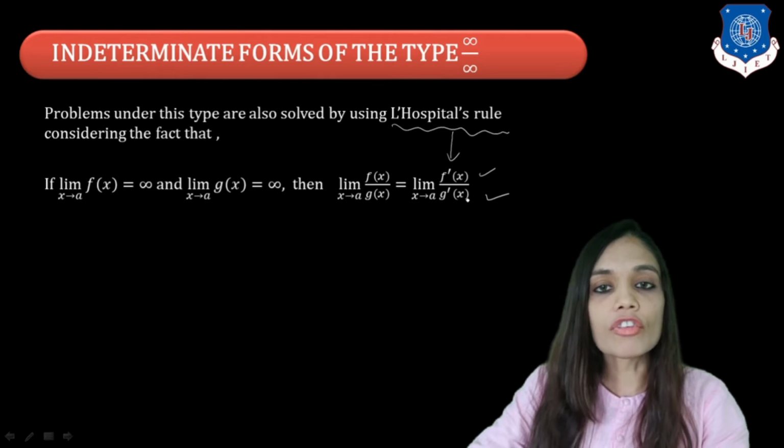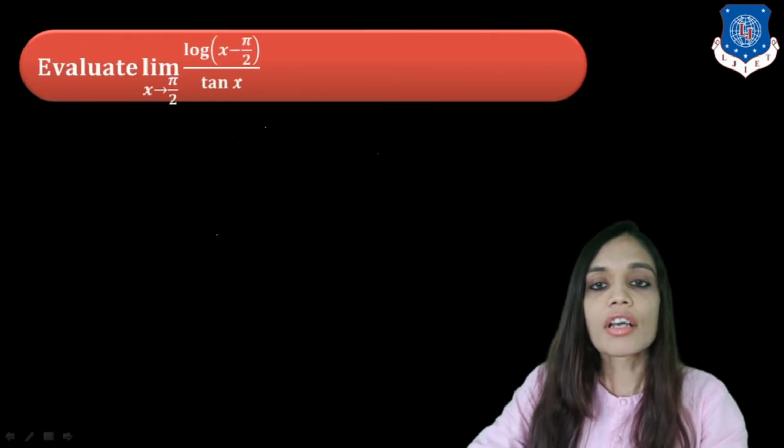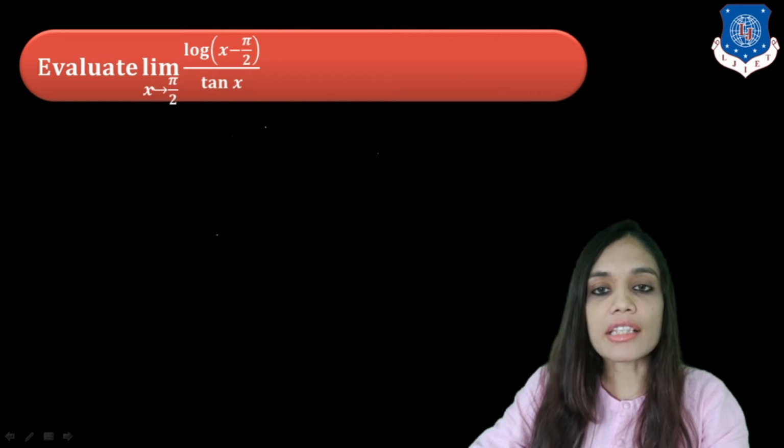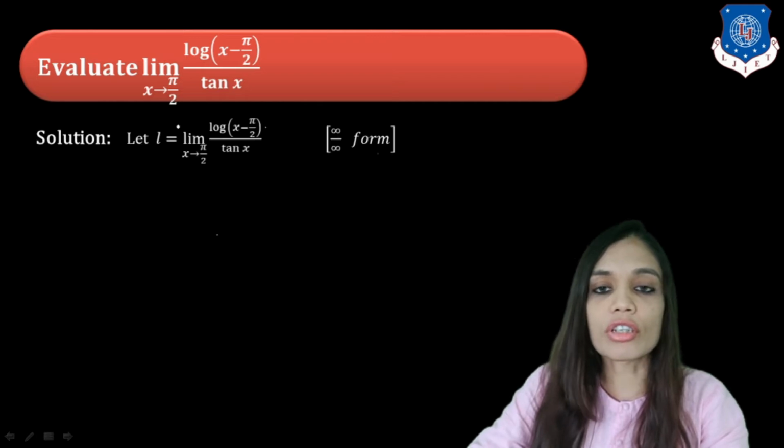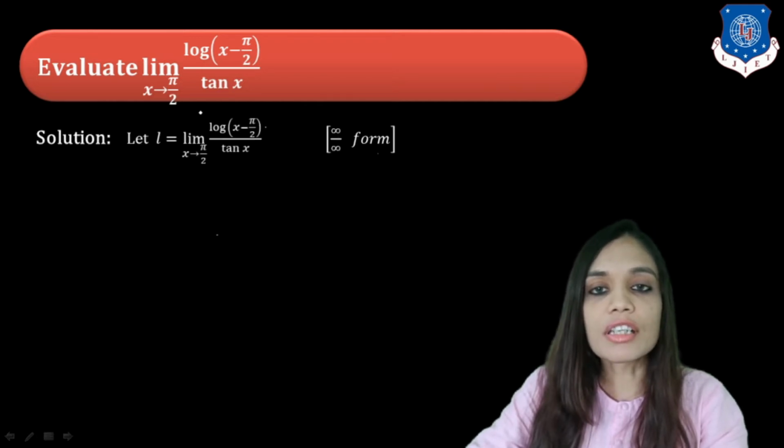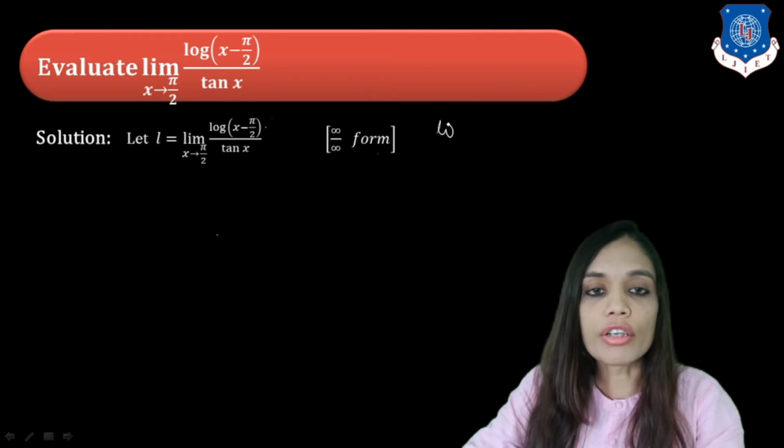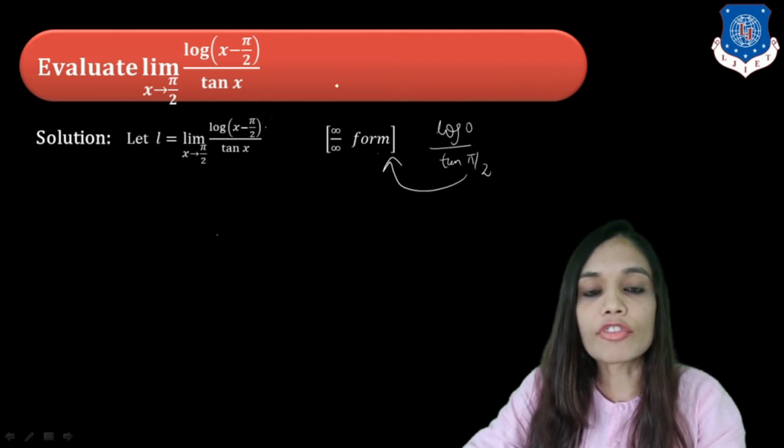Right? So let us solve one example based on this. We have to evaluate limit x tends to pi by 2 log x minus pi by 2 upon tan x. So let us start the solution. Firstly, we will assume this limit as L. Now suppose if you put x is equal to pi by 2 in numerator and denominator, what you will get? Log 0 upon tan pi by 2, which gives us infinity by infinity form. So we will apply L'Hopital's rule.